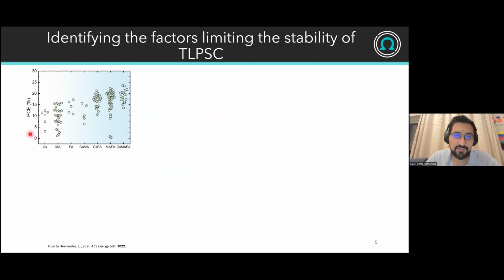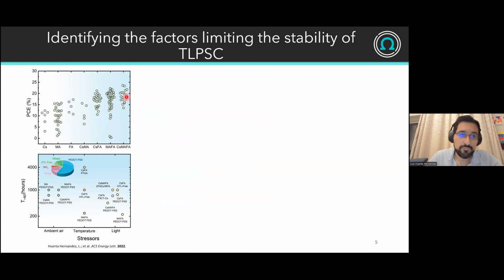We did a review a few years ago, and then we analyzed different devices from different reported results. What we see is that when you have methylammonium in your perovskite, you can have consistently high efficiency systems. But when it comes to stability, there is a figure of merit called T80, which refers to the time it takes to degrade 80% of the initial efficiency. You see that different compositions like cesium FA or triple cation, when you have a reduced amount of MA, are the ones that are more stable.